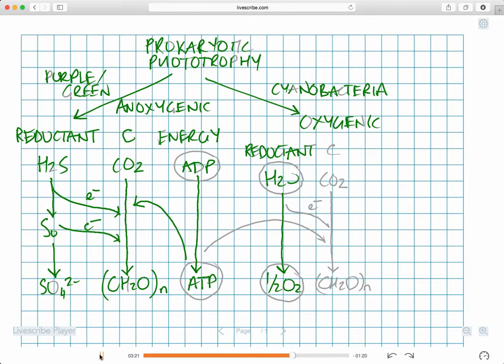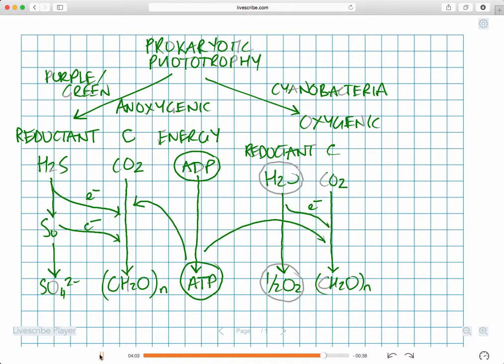Our carbon source is going to be the same, carbon dioxide. And we're going to take the electrons from the oxidation of water, and we're going to use those to make our carbohydrates. And so the electrons are going to come out of the oxidation of water and be used to reduce the carbon dioxide. And just like we do in green plant photosynthesis and in purple-green photosynthesis, our energy source is going to come from the oxidative phosphorylation of ADP to make ATP. And we're going to use that to drive the reduction of the carbon dioxide into carbohydrates.